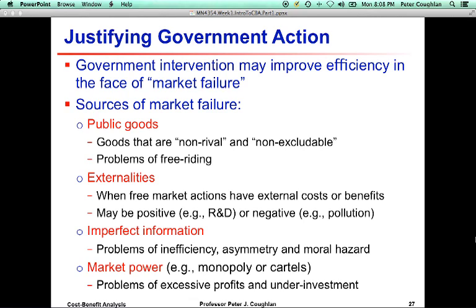Bottom line is, these areas, public goods, externalities, information, market power, these are where there's a natural role for the government, where Adam Smith's invisible hand does not work. So again, quoting from the OMB Circular A-94, one of the justifications for any government action is a presence of some sort of market failure like one of these.